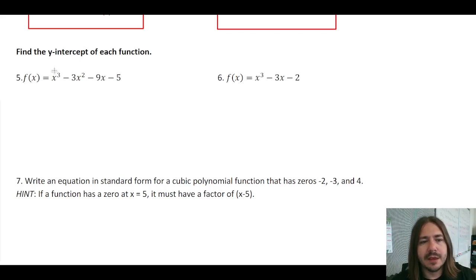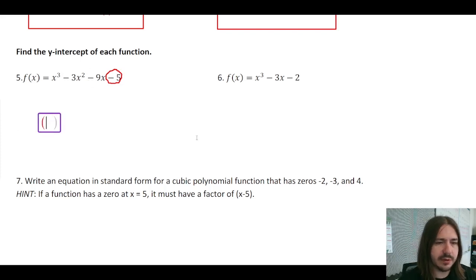Now, that being said, if your function is in standard form, like 5 and 6 are, notice that if we plug in 0 everywhere we see x, then all these terms are going to be 0, except for the negative 5. 0 cubed, 3 times 0, 9 times 0. Multiplying by 0 is just going to zero everything out. So all the terms that have an x that we're substituting 0 into are just going to be 0, which means that the y-intercept is just going to be that constant term, because you're going to have 0 minus 0 minus 0 minus 5, right? The y-intercept here is going to be at 0, negative 5.